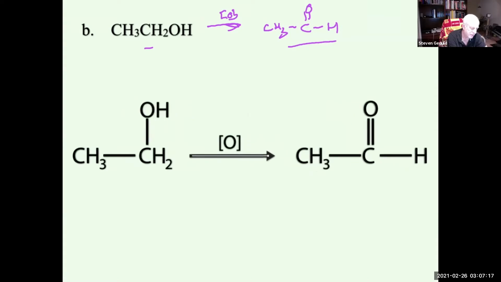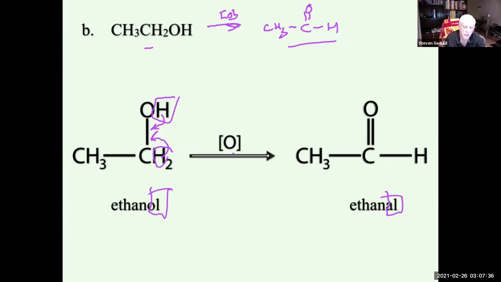Okay, again, we've lost this hydrogen, and we've lost one of these hydrogens. One of the electrons from that bond goes here, one electron bond goes here, forming a double bond, causing oxidation. And this is ethanal. So this is ethanol. This is ethanal. Aldehydes have an AL ending. Alcohols have an OL ending. Okay.